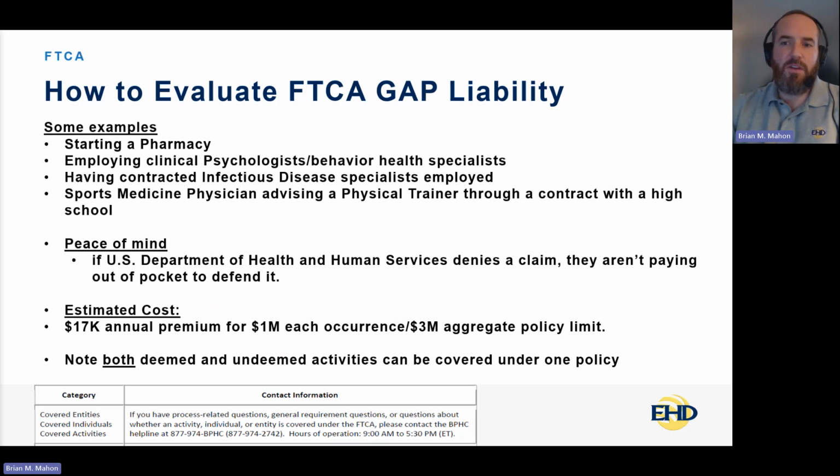And these policies, they're not inexpensive, but I won't say they're unobtainable. You might be looking at $15,000, $20,000, $30,000 for $1 million each occurrence, $3 million aggregate coverage. Again, occurrence is per event, and aggregate is the maximum throughout a policy year. And both deemed and undeemed activities can be covered.